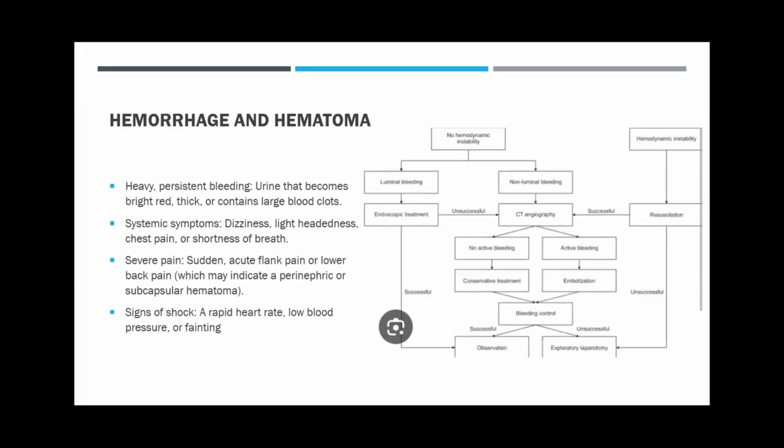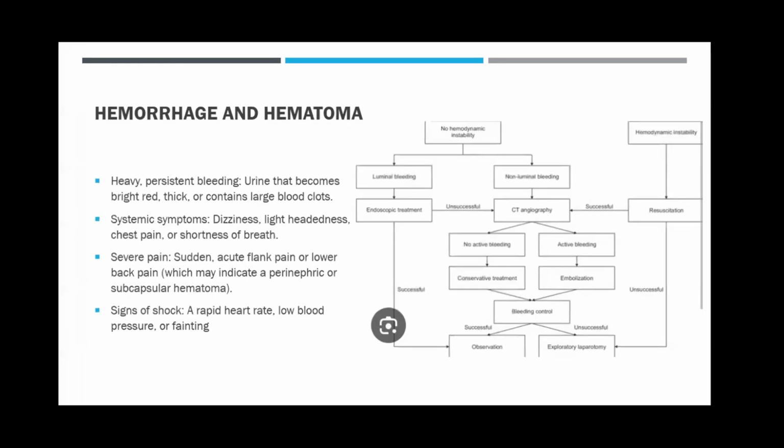Also, one of the complications is hemorrhage or hematoma, which is heavy persistent bleeding in urine, when the urine becomes bright red, thick, or contains large blood clots. And when there are systemic symptoms like dizziness, lightheadedness, chest pain, or shortness of breath. Then when there is severe pain, and when there are severe signs of shock.